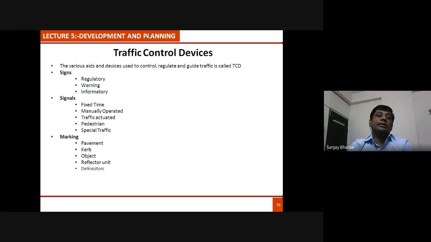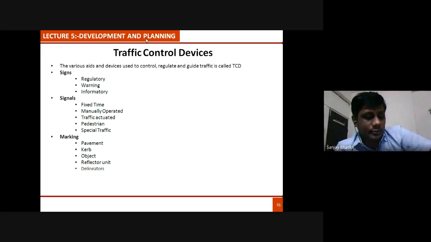So basically, there are various aids and devices used to control, regulate, and guide traffic, called TCD. Signs are of three types: regulatory sign, warning sign, and informative sign. When we travel on the road from one area to another, we find various types of boards situated on the road. All these are called signs, and they are divided into regulatory, warning, and informative signs. Then what do you mean by the signal?